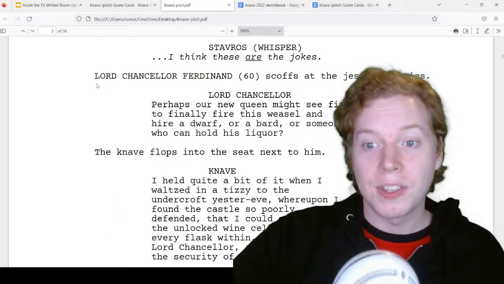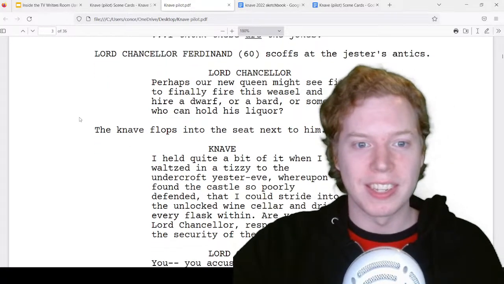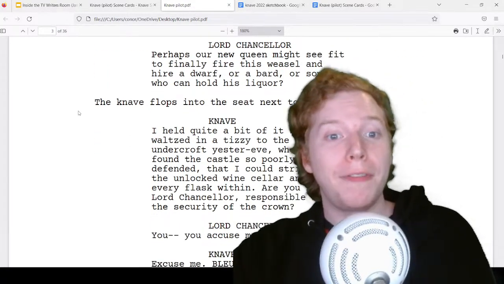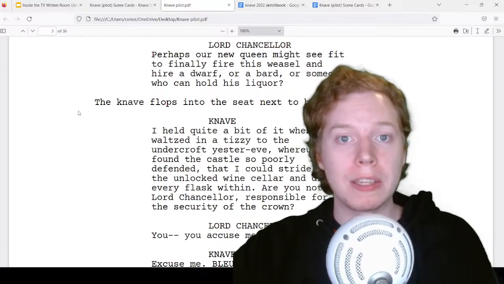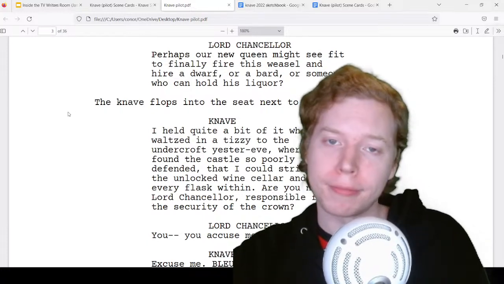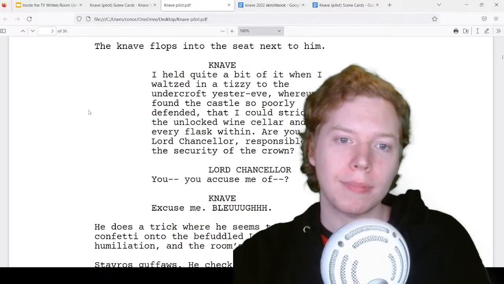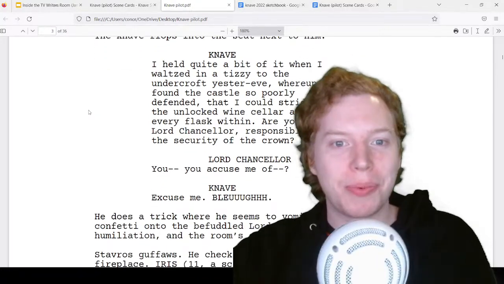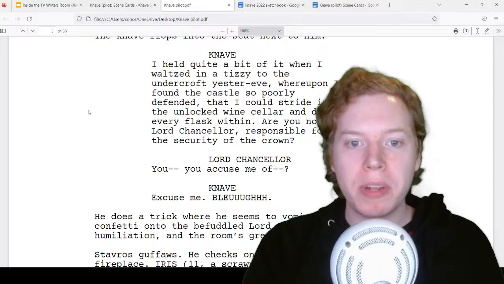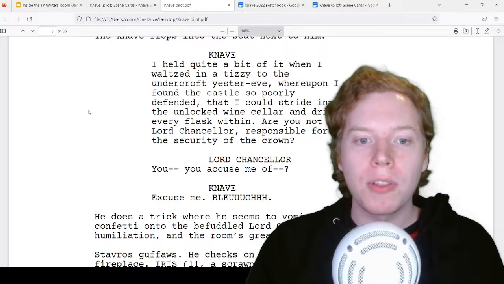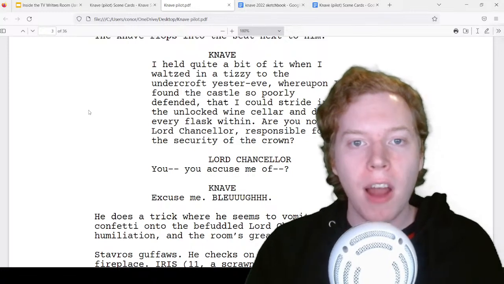Lord Chancellor Ferdinand scoffs at the jester's antics. Perhaps our new queen might see fit to finally fire this weasel and hire a dwarf or a bard or someone who can hold his liquor. The knave flops into the seat next to him. I held quite a bit of it when I waltzed in a tizzy to the Undercroft yestereve, whereupon I found the castle so poorly defended that I could stride into the unlocked wine cellar and drink every flask within.